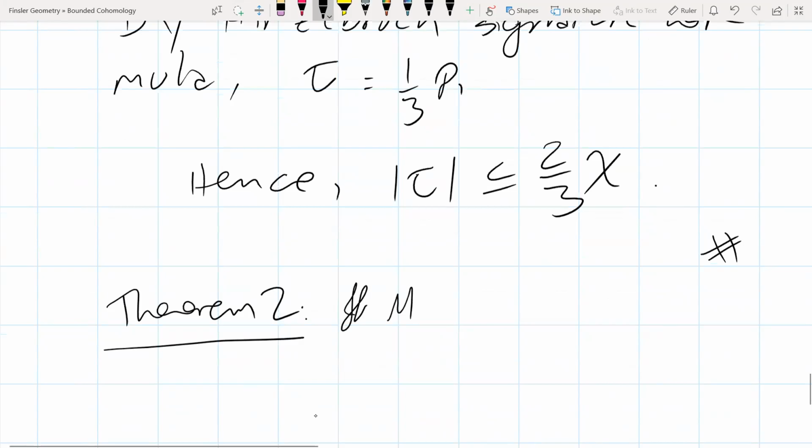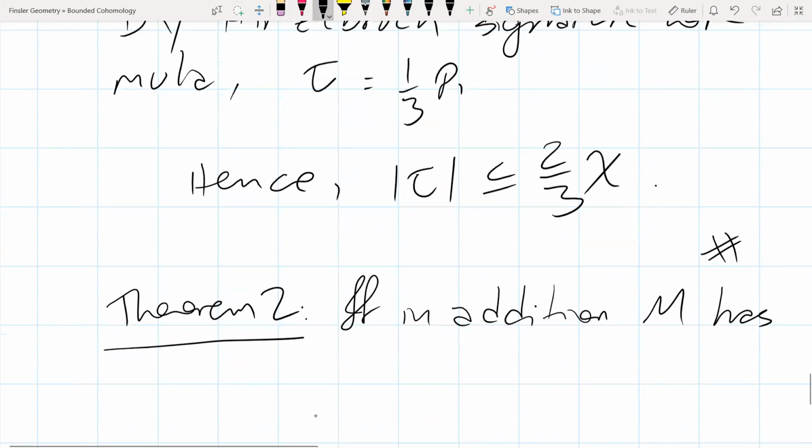So if, in addition to the hypothesis in theorem 1, M has non-negative sectional curvature, and this also works if M has non-positive, so we just have to not change sign.